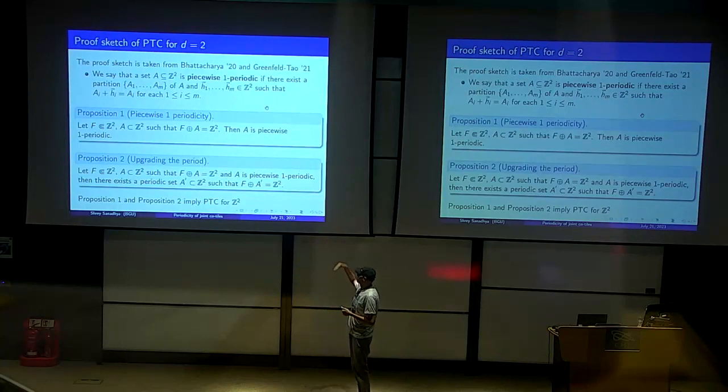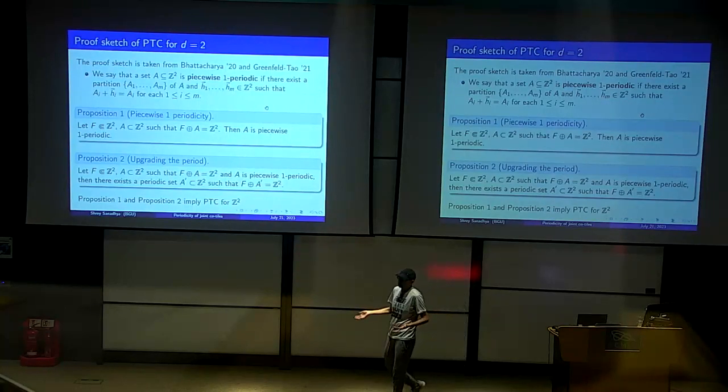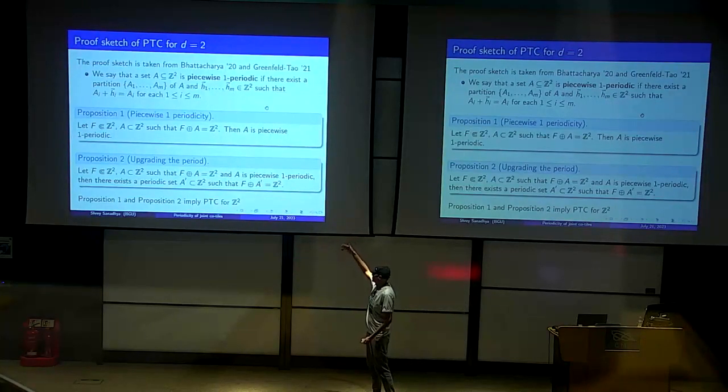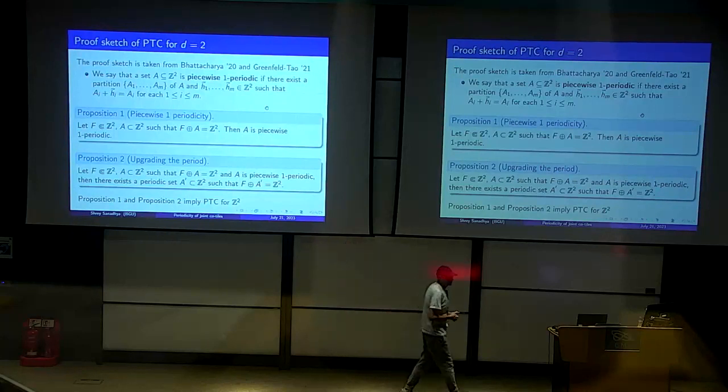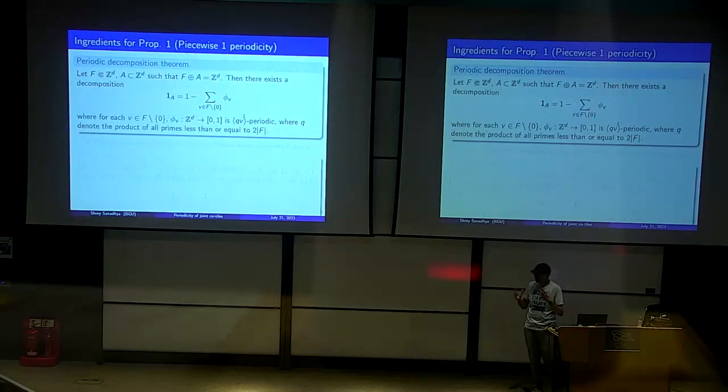Together these two give me, because the first proposition says that every A is one periodic, the periodic tiling conjecture in C2. And that was the technique that was used to do this. So let's spend some time going through what the ingredients are for proposition 1.